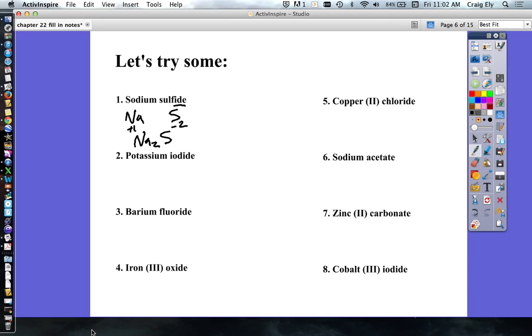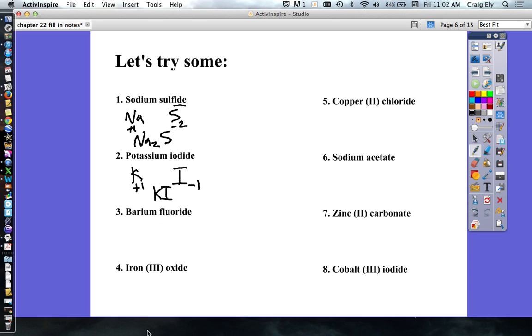All right, let's try another one. We've got potassium. Potassium is K. Iodine is I. Potassium is a +1, iodine is a -1. This is great. They balance each other out already, so all we have to do is write the symbols. It's just KI. That's a really easy one.